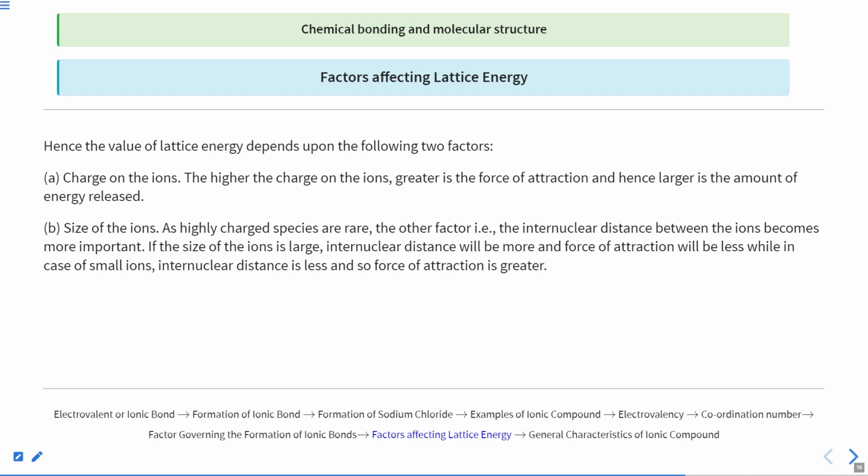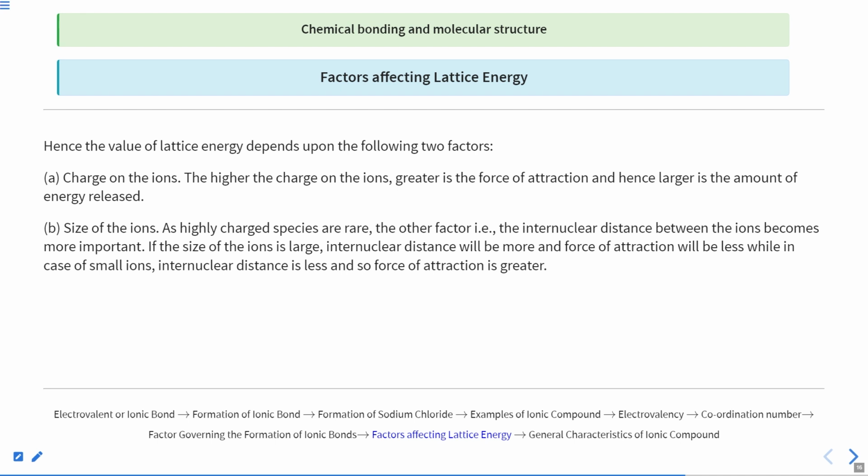The other factor that is defining this is the internuclear distance. The internuclear distance between the ions becomes more important if the size of the ions is large. If this internuclear distance is more, the force is small, and that will result in less electrostatic force. So the lattice energy released is not that high. But the primary factor is charge. So if the charge is different, we will not go upon the size of the ions.